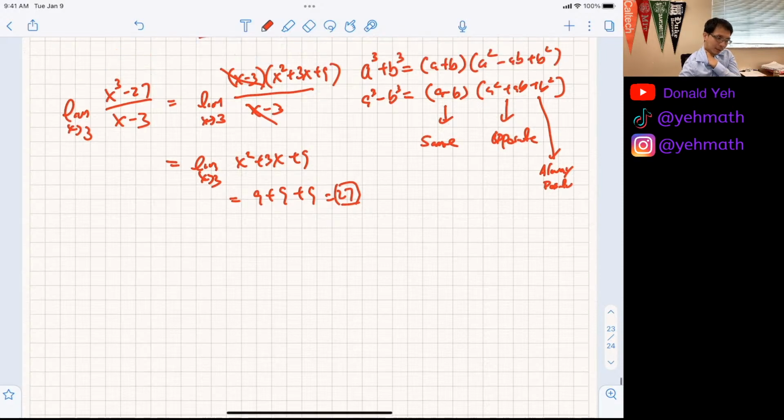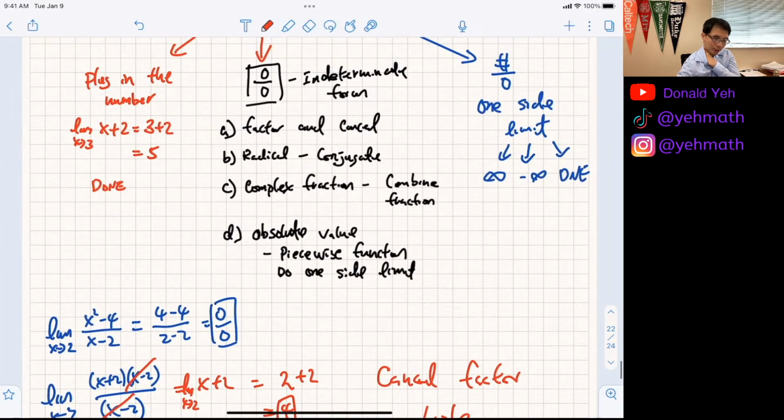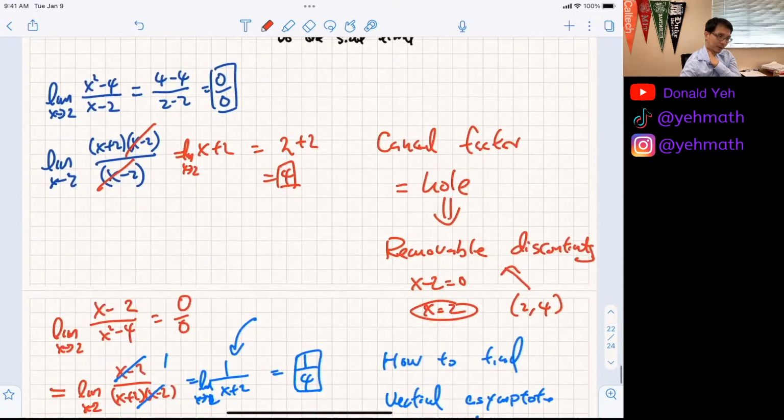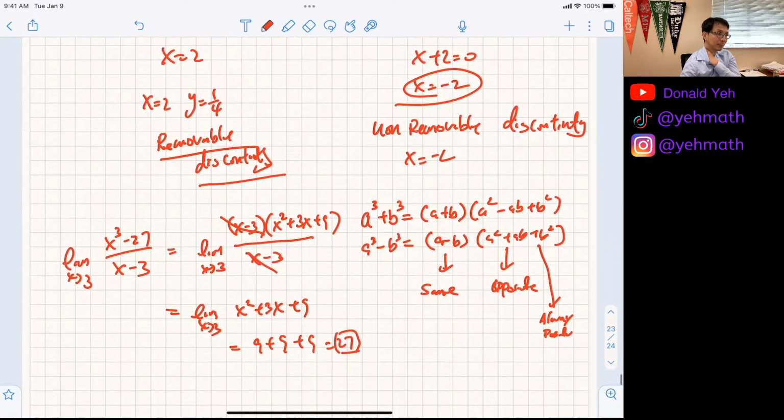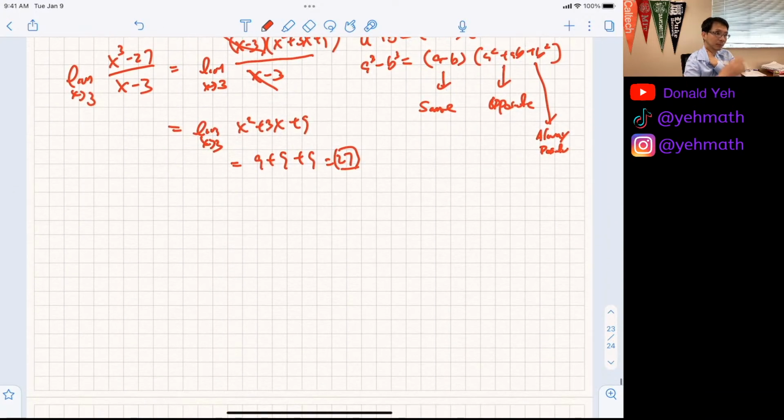But we're going to deal with the second situation. We finished the first situation, which is factor and cancel. We're going to deal with the second situation here: radicals. A lot of you don't know how to do radicals. Do you know what conjugate means? What does conjugate mean, Natalie? You're nodding your head. You don't know the definition, but do you know what to do?